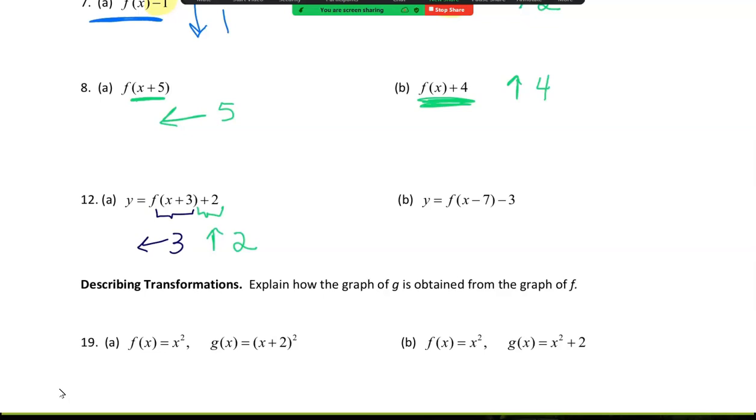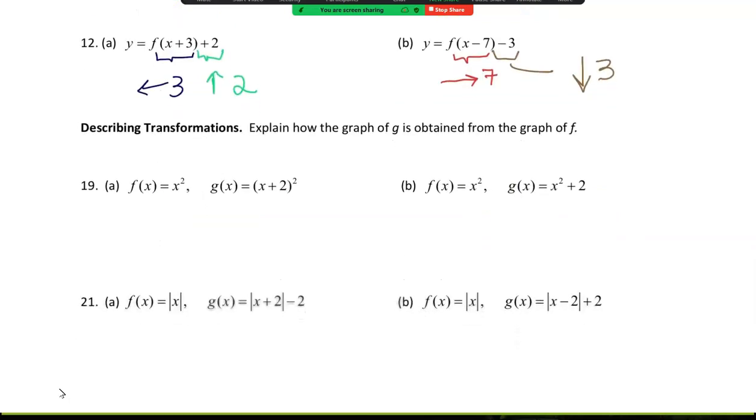This is the B part. Once again, if the change is in next to the x, you're going to move horizontally. It's going to be the opposite of what you think, so it's going to go right 7. And then the next change is outside, therefore it's vertical, it says negative, and you go down 3. So those are all the changes, and you can write them just the same way I just did.